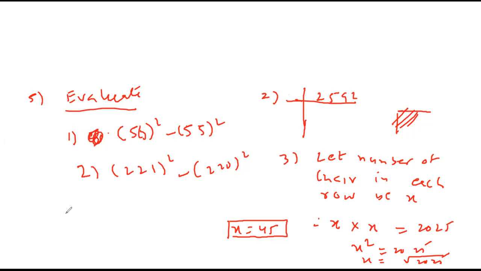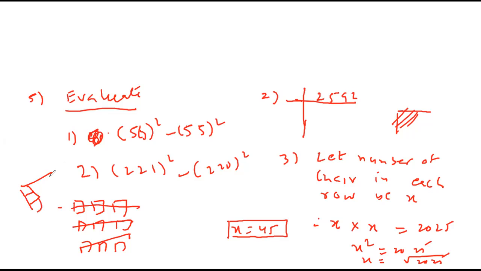See, suppose one row, one chair; two rows, 2 into 2, 4 it will become. But if it is 3 rows, 3 chairs, then it will become 1 row, 2 rows, 3 rows, 9. So every time it is becoming a multiplication, like a chessboard, 8 horizontal, 8 vertical, there are total 64 boxes.